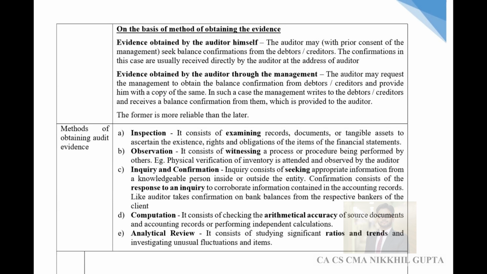Now on the basis of methods of obtaining evidence, what are the methods of obtaining evidence? Evidence obtained by the auditor himself, and evidence obtained by auditor through the management. So sometimes the auditor himself obtains the audit evidence. For example, auditor himself will go to the bank and ask the bank to give a confirmation. This is procedure number 1. Procedure number 2 is that the auditor will ask the management to get an audit confirmation from the bank. The responsibility of getting audit confirmation is on the management of the company. So auditor can ask the management to get the confirmation from the bank.